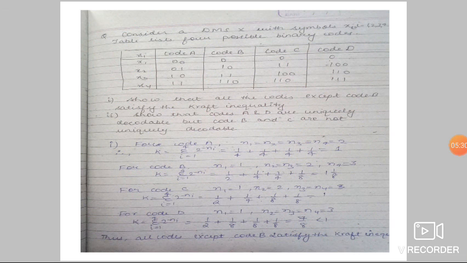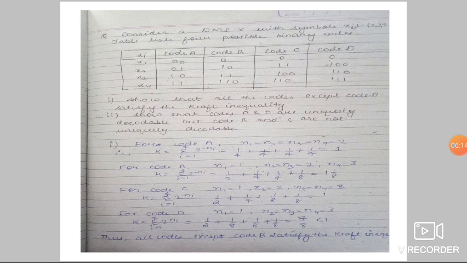For code B, 0, 10, 11, 110 for x1, x2, x3, x4 respectively. For code C, 0, 11, 101, 110, and code D, 0, 100, 110, 111. The first part of the question is to show that all codes except code B satisfy the Kraft inequality. For part B, show that codes A and D are uniquely decodable, but codes B and C are not uniquely decodable. Now we move to the first part.